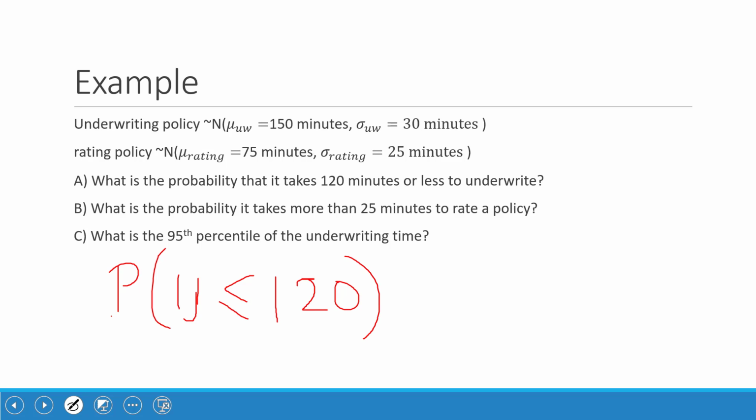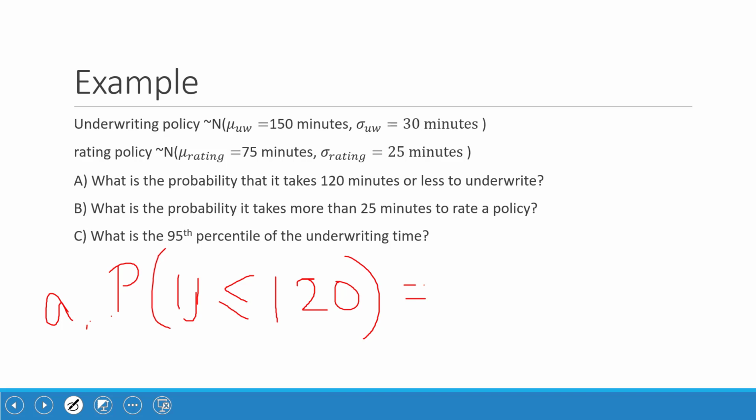So we just have to calculate the CDF for this normally distributed random variable. We know from before that we can subtract the mean and standard deviation from both sides and convert it into a standard normal variate, and then we can look up in the table and calculate the values. So that is part A.